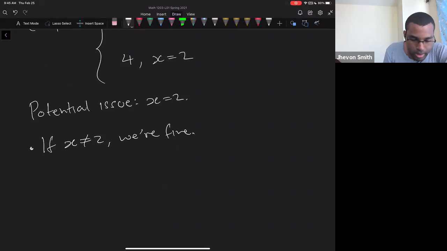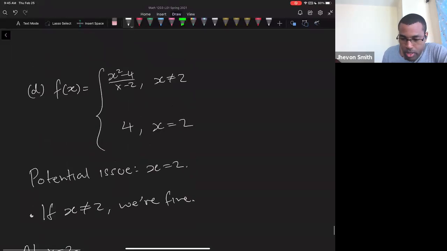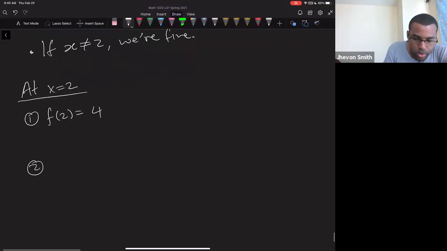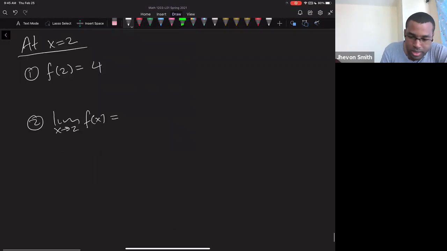So I go in and I'm like, okay, at x equals 2, first, I see that f of 2 is, look at my function, oh, it's 4. Second, look at the limit as x approaches 2 of the function. Go up here, what should I be taking the limit of? Well, the limit doesn't care about x equals 2, so it must be the other piece. So I'm going to take the other piece.